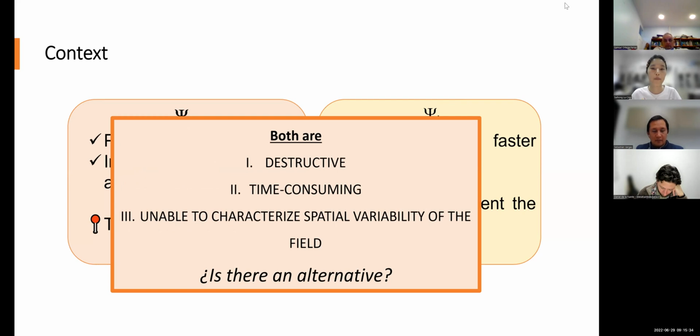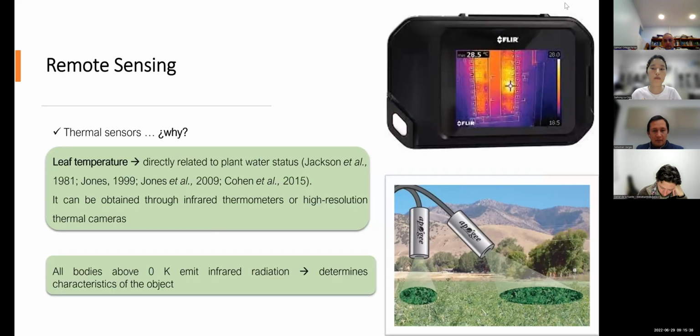So we ask ourselves, is there an alternative to these measurements? And there is, in the form of thermal sensors. This is because, as we know, leaf temperature is directly related to plant water status. And this temperature can be obtained either by infrared thermometers or high-resolution thermal cameras. Given that these devices work based on the fact that all bodies above 0 degrees Kelvin can emit infrared radiation that determines certain characteristics of each object.